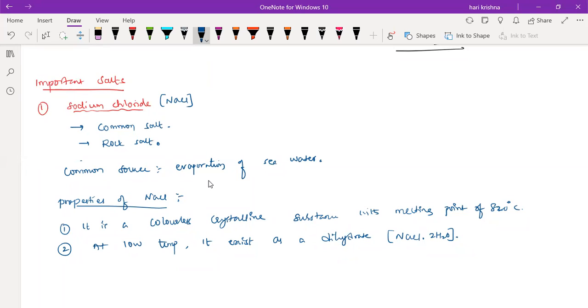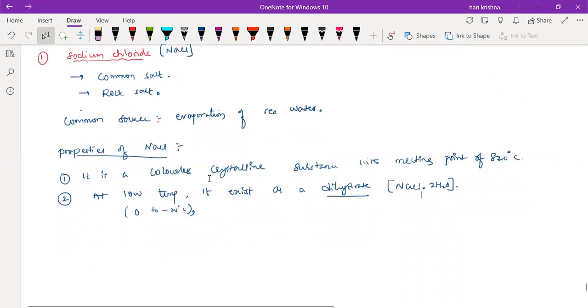At a lower temperature, generally 0 to minus 20 degrees Celsius, it will exist in the form of dihydrate, that is NaCl.2H2O. Okay. The common salt will exist in the form of dihydrate, with 2H2O molecules there. Next, the third one.